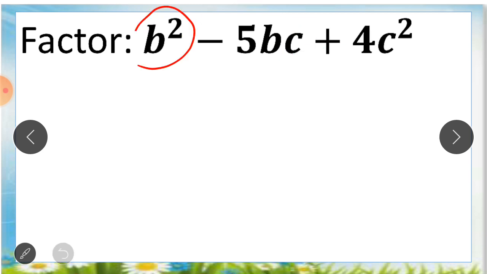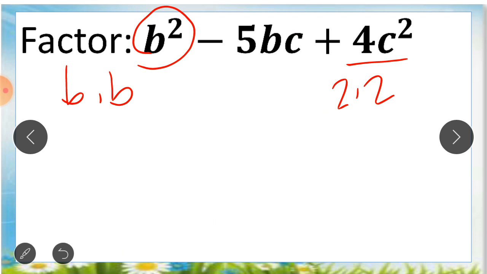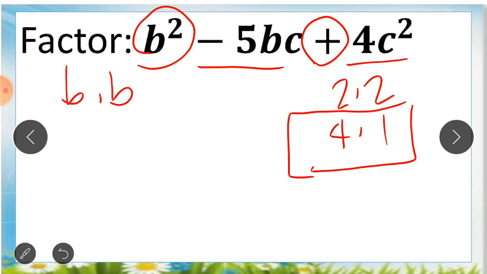Next, factor the first term, b times b. Factor the last term, 2 times 2. So to avoid confusion, let's just focus on the numerical coefficient. So we can also have 4 times 1. The last term is positive, so they must have the same sign. Now, the next question is same positive or same negative. So, of course, we're going to choose 4 and 1 because when you add this, that will be equal to 5. So, same negative because negative 4 plus negative 1, that will give us negative 5.